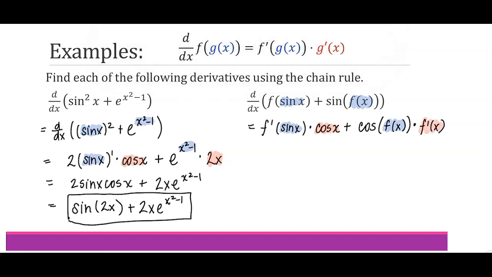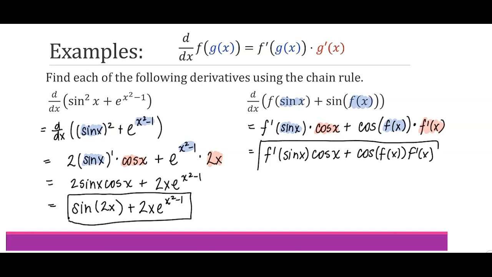So now we have the derivative, and there isn't anything we can do to simplify it. This is as simplified as it can get. So we just have f prime of sine x times cosine x plus cosine of f of x times f prime of x. And that's it. There's no simplifying that I can do on either of these.